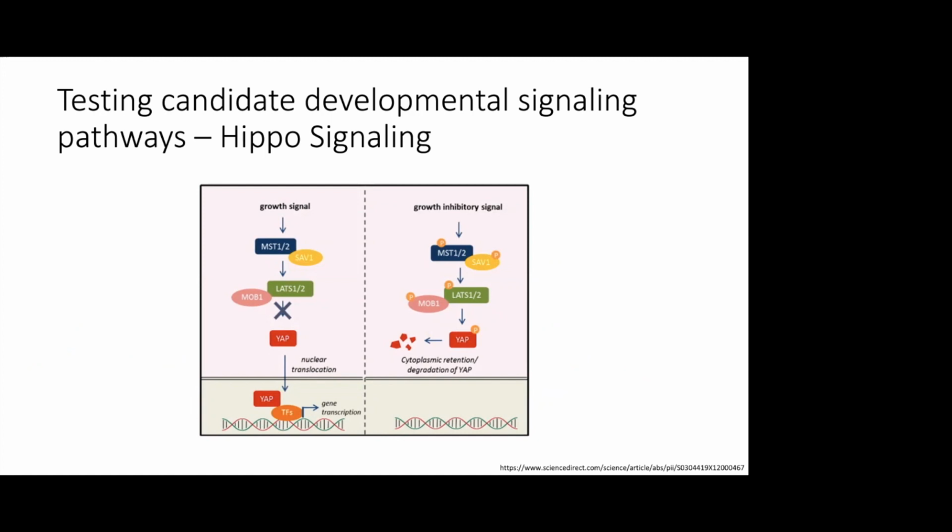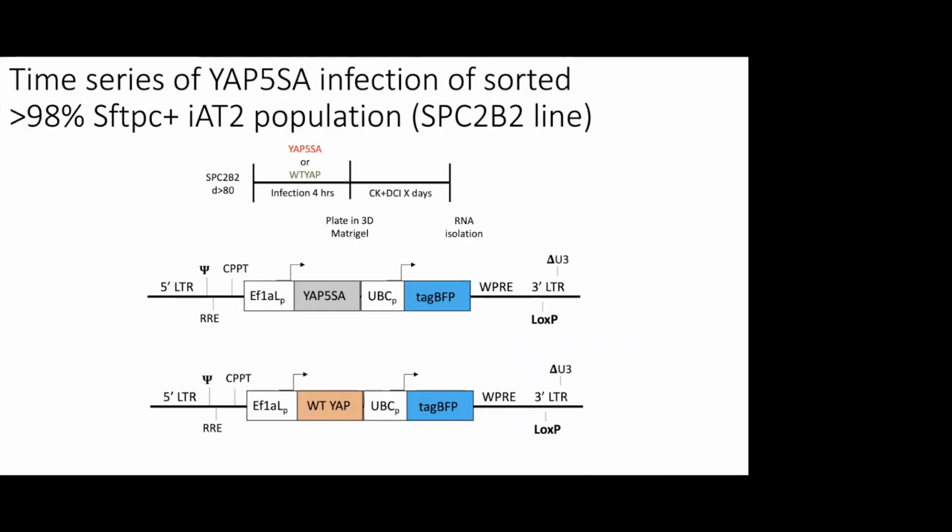And so the main thing to know about YAP is that when it is phosphorylated, it's sequestered in the cytosol and it's degraded. Whereas if it is not phosphorylated, it is able to move into the nucleus where it will bind to transcription factors and regulate gene expression. So in order to study the effects of YAP specifically on our IAT2s, I cloned these lentiviruses.